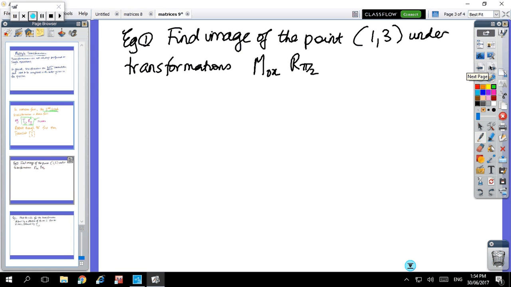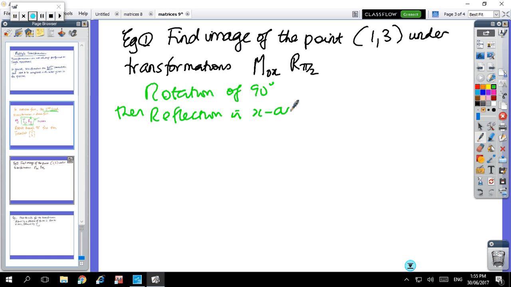So find the image of the point under transformations m0x and r pi on 2. So what we're looking at is a rotation first, and then a reflection in the x-axis. Okay, so again, some of these you can just learn off by heart.